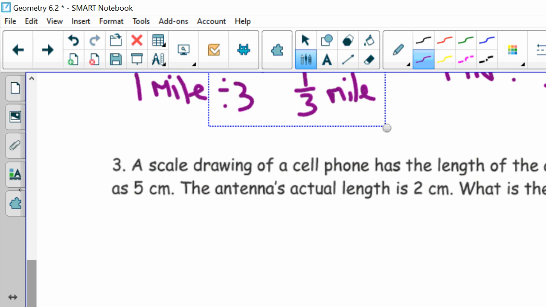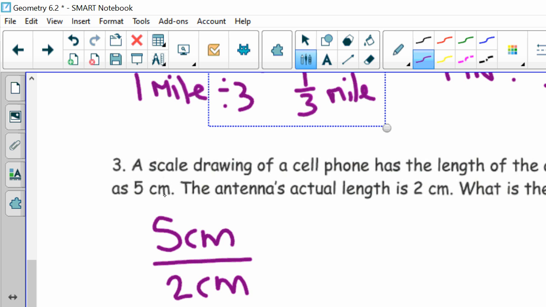All right, one more. A scale drawing of a cell phone has the length of the antenna on the blueprint as 5 centimeters. The antenna's actual length is 2 centimeters. What is the scale of the blueprint? Again, the scale over the actual. So the scale is 5 centimeters over the actual length of 2 centimeters. Now here, notice they're both centimeters. So I have the exact same units, so I divide to make the denominator 1. What do I have to divide 2 by to get 1? 2. So I divide top and bottom by 2.